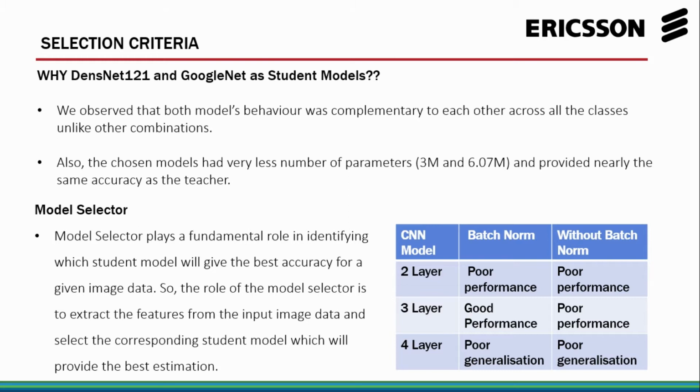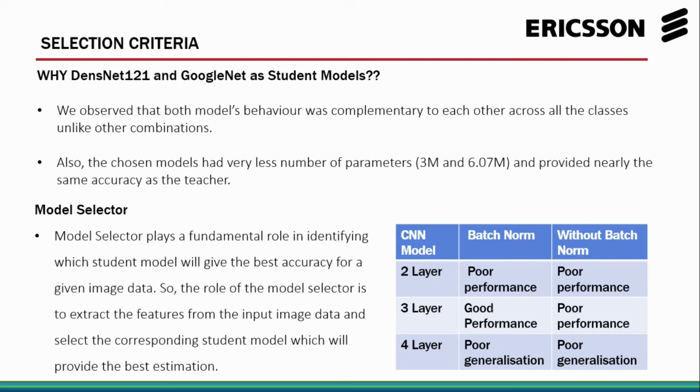The first reason is that, as you saw in slide 11, where we presented the CIFAR-10 dataset accuracy on each class, we find that both the models were acting complementary to each other. If GoogleNet worked well in 5 classes, DenseNet worked well in the remaining 5. So we are able to get an equal distribution of accuracy. The Gaussian curve was pretty perfect. So in that way, we chose DenseNet 121 and GoogleNet. Also the chosen models had very few parameters, just about 3 million and 6.07 million, and they provided very good accuracy, just the way the teacher did.